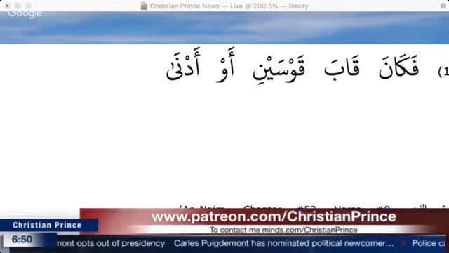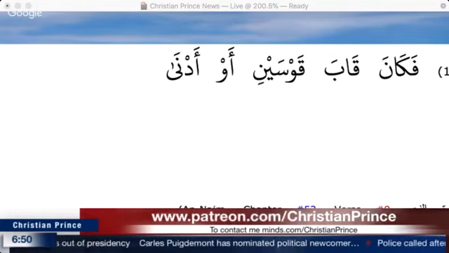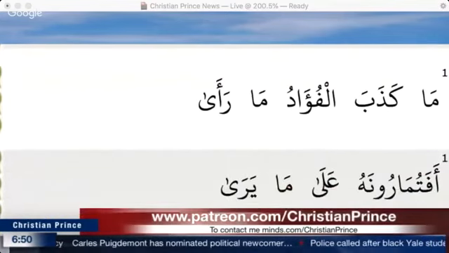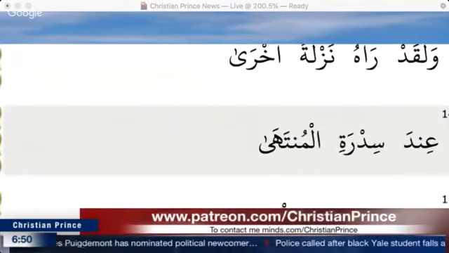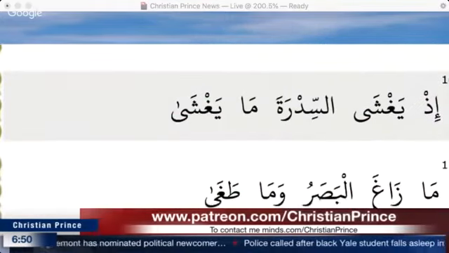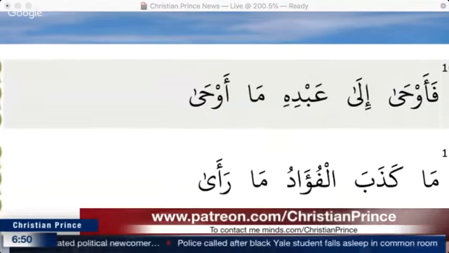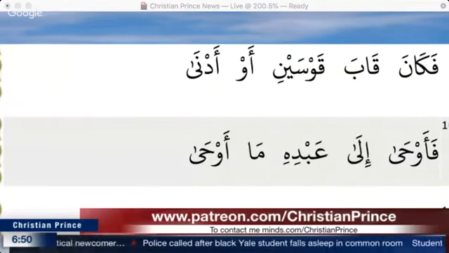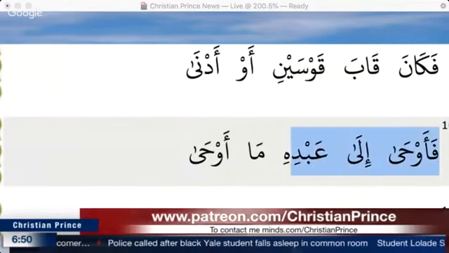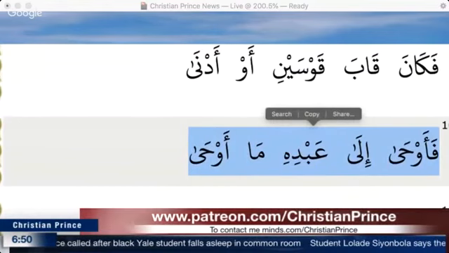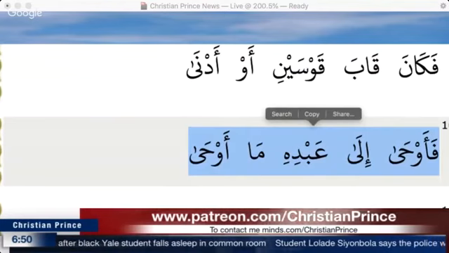Why do we connect here? It doesn't specify who is the one coming, except it says clearly that it is God, because look at what it says here, in verse number 10: فَأَوْحَى إِلَى عَبْدِهِ مَا أَوْحَى. Can you translate that one for me? Maybe you can open the translation. My Arabic is not that good. Yeah, it's okay.